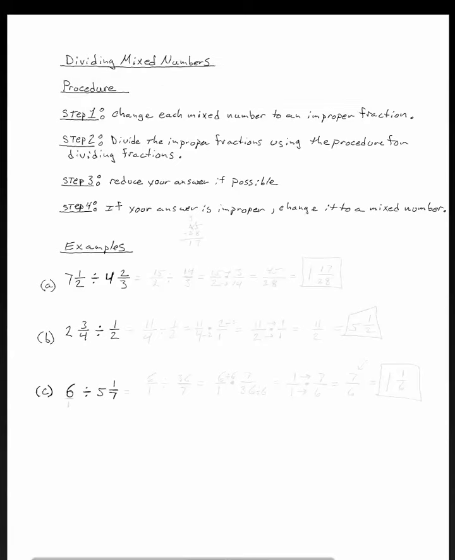Dividing mixed numbers. Procedure. Step 1. Change each mixed number to an improper fraction. Step 2. Divide the improper fractions using the procedure for dividing fractions.